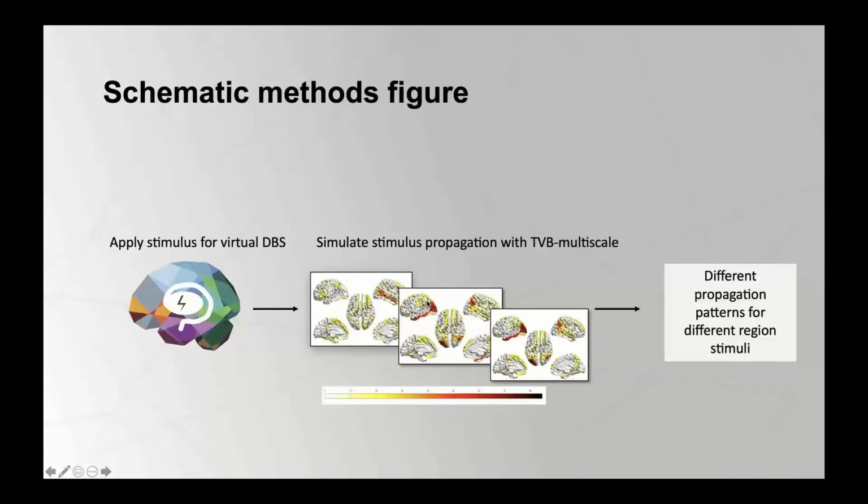Okay, so this is just to summarize what you can do with it. We can apply a virtual DBS stimulus. We can look at this propagation pattern as you have done and helped me with the lookup table as well. And then we have the different propagation patterns for different region stimuli, which we could also link back to different patients as well and individualize them.